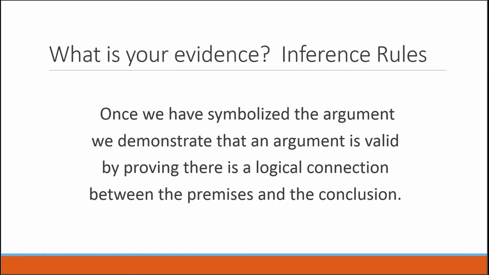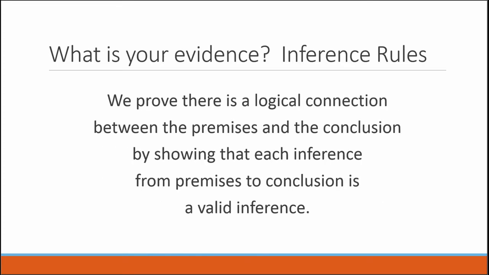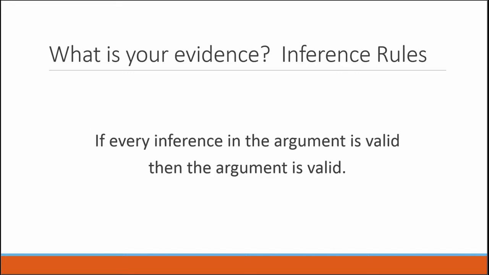So this is the new stuff. We prove the logical connection between premises and conclusion by showing that each inference from premise to intermediate conclusion to final conclusion is a valid inference. If every inference in the argument, if every logical step is a valid logical step, then the whole argument is valid. And that's what proofs do. Proofs show that you can get from premises to conclusion using valid inferences at every step.